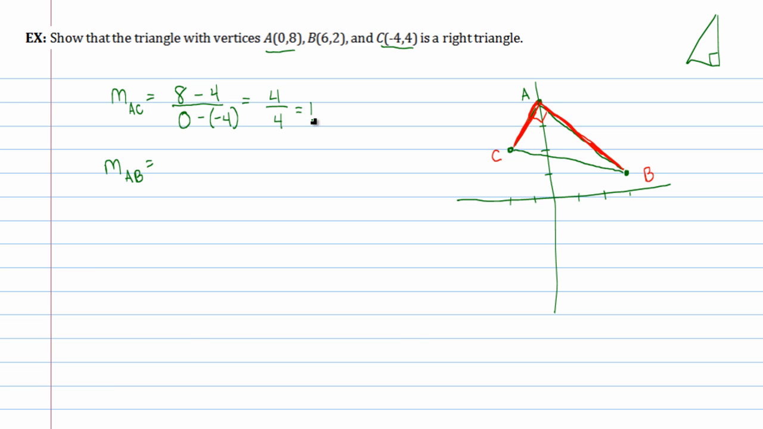Let's go ahead and do this. The points A and B here: the difference between the y values is 8 minus 2, and the difference in the x values is 0 minus 6. So we get 6 over negative 6, which cleans up to become negative 1. And it turns out that these two numbers are negative reciprocals, right? 1 is just 1 over 1. So if you tack a negative on that and flip it, it's still going to be negative 1. So this is definitely a right triangle.